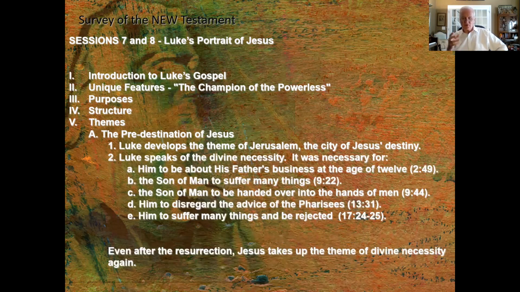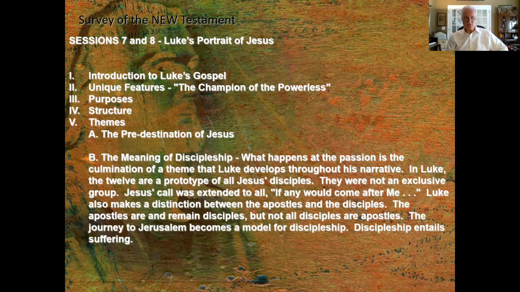And even after the resurrection, Jesus takes up this theme of divine necessity again. He is doing what he's doing because of this compulsion to do it, because of this predetermination that he would do it. So I would say that one of the themes that you see in Luke's gospel is the predestination of Jesus. A second theme that we find in Luke's gospel is just the meaning of discipleship.